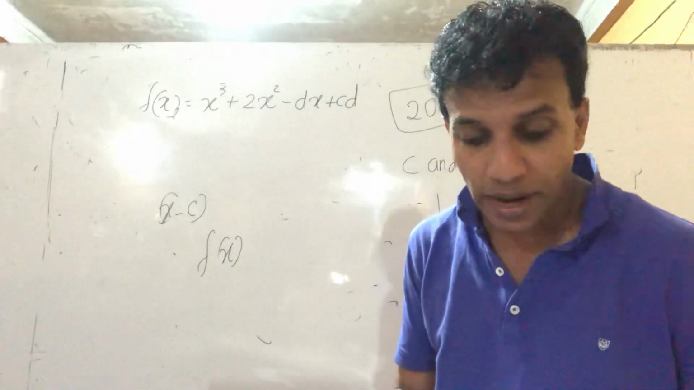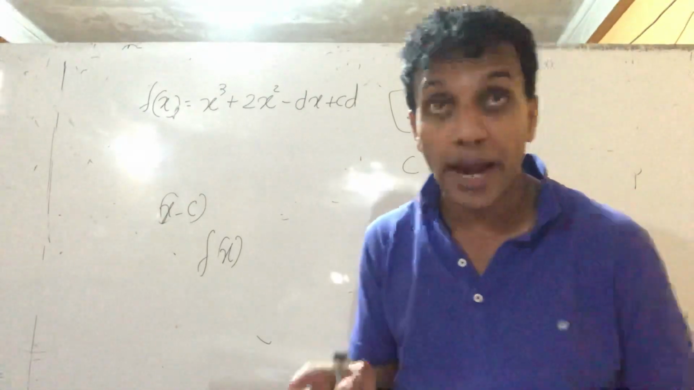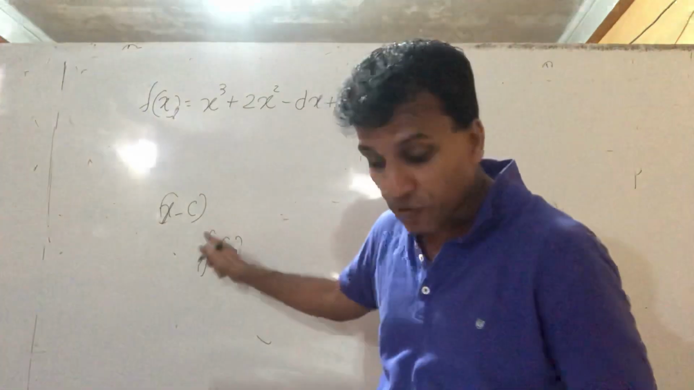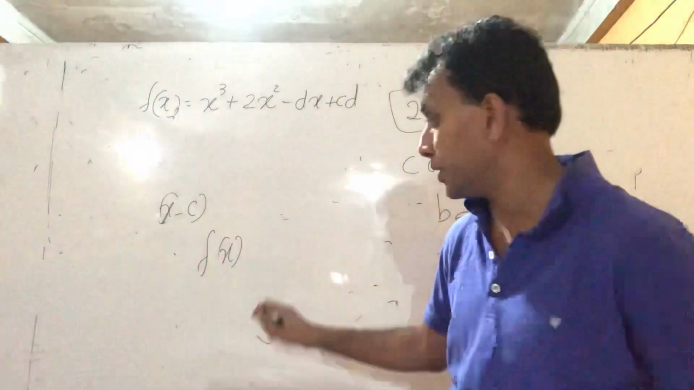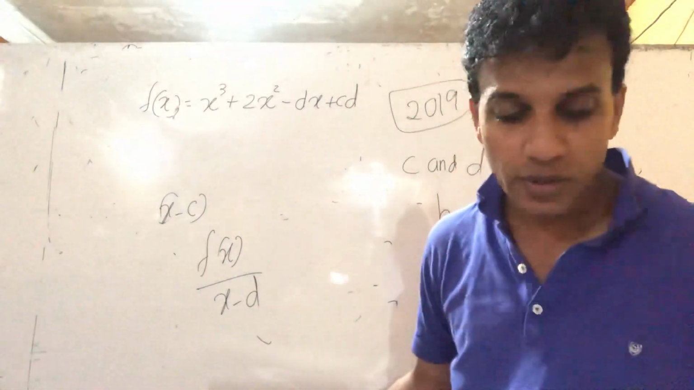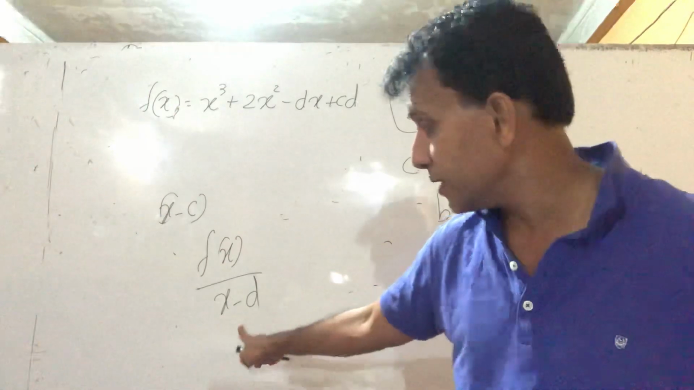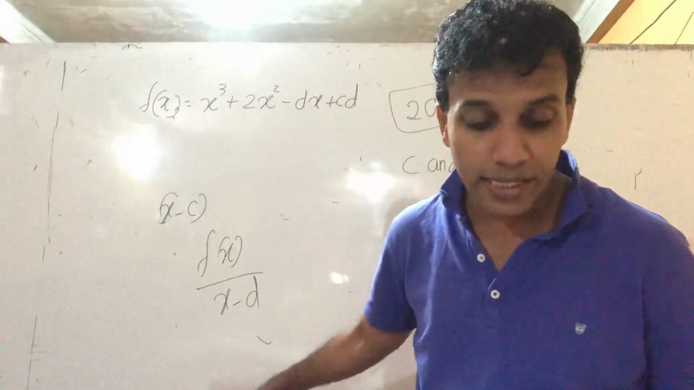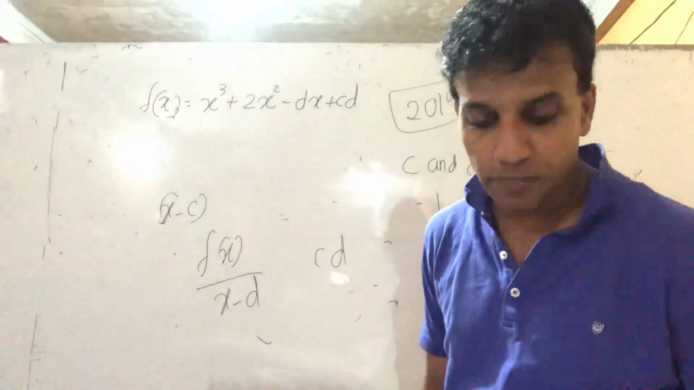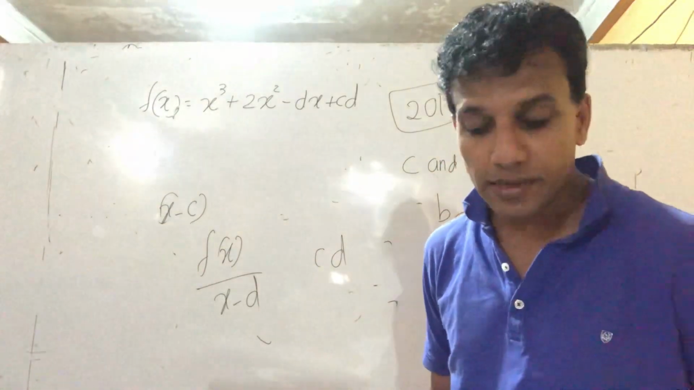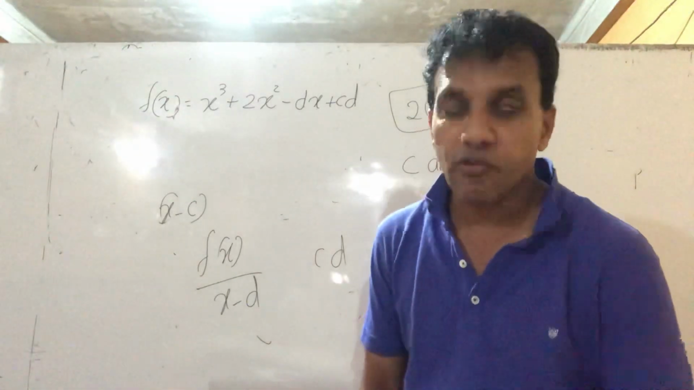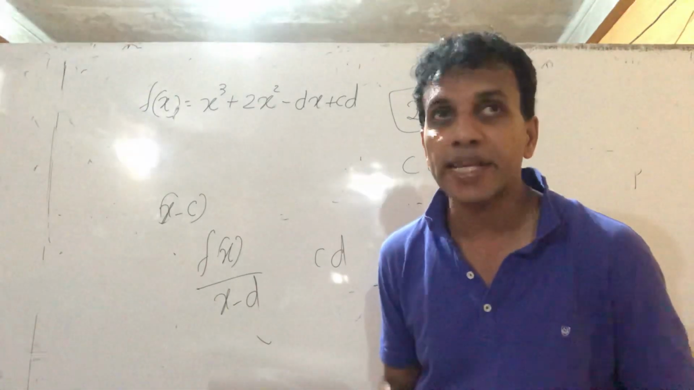and that the remainder when f(x) is divided by x minus d is cd, full stop. Find the values of c and d.